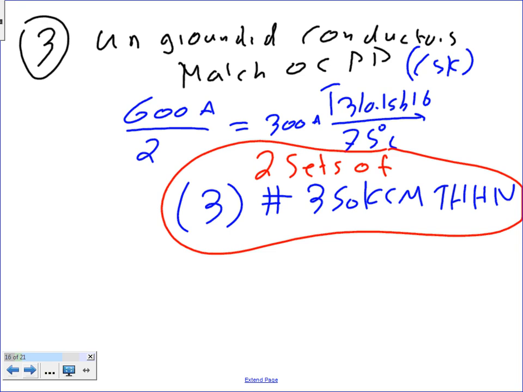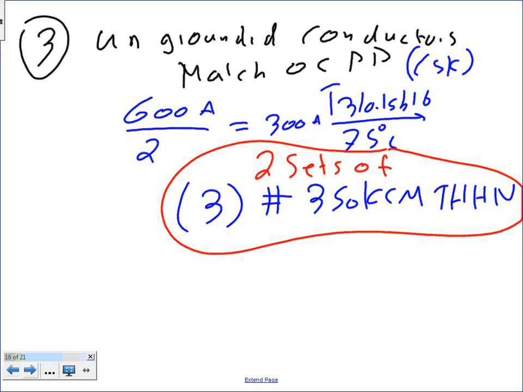Never write 6 conductors. Very misleading. Can I get you guys? Never ever write here 6 conductor number 350 kcm. Very misleading. When you say two sets of, three stands for the three phases. Now we understand three phases, each one of them is 350. That's how we write it. Two sets of, three conductors, 350 each.